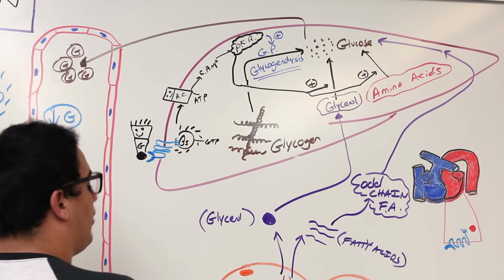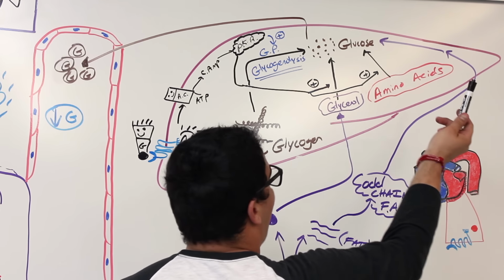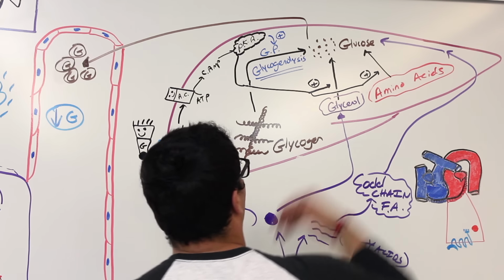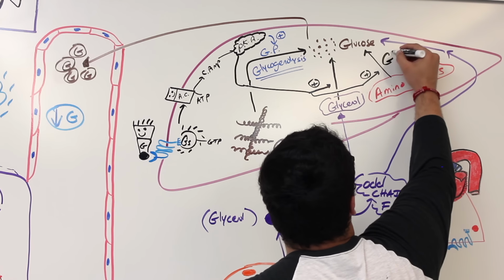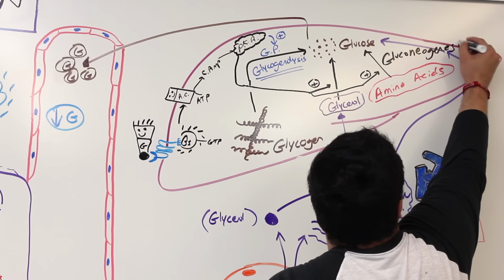What is that called whenever you're taking glycerol, amino acids, and even lactic acid, and even odd chain fatty acids and turning them into glucose? That is called gluconeogenesis.